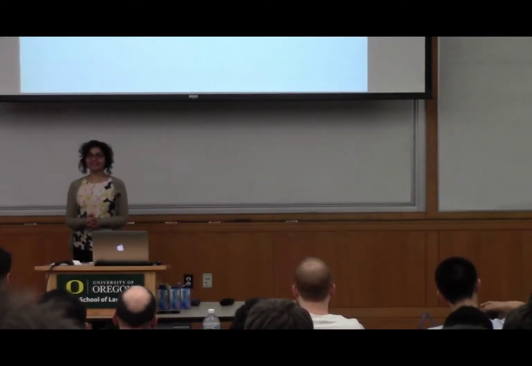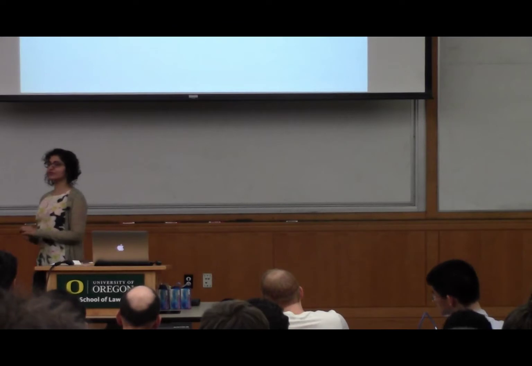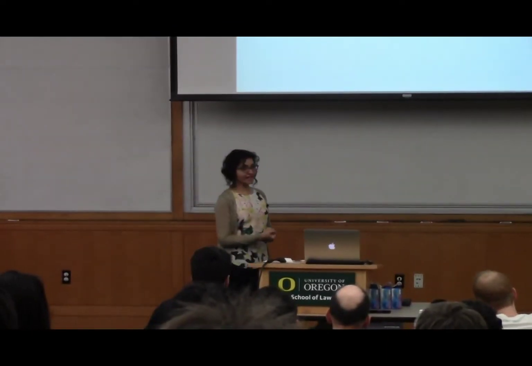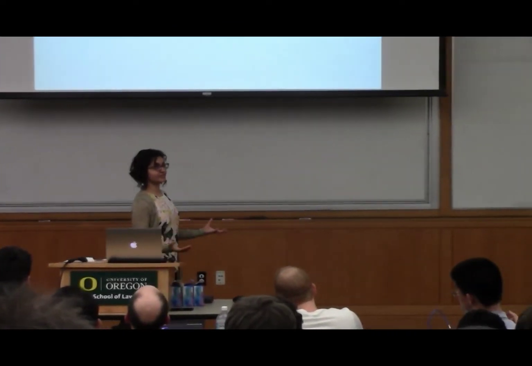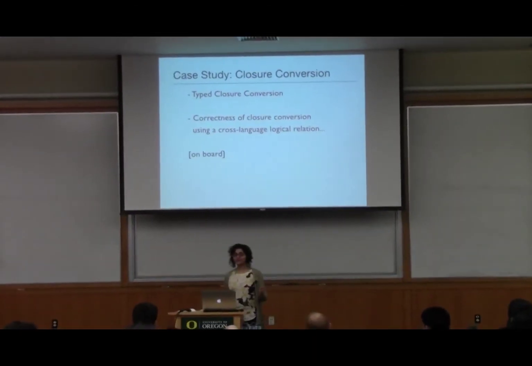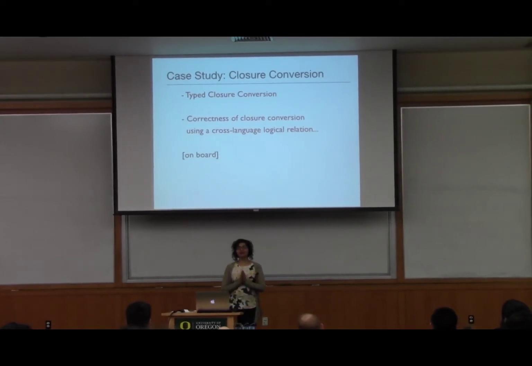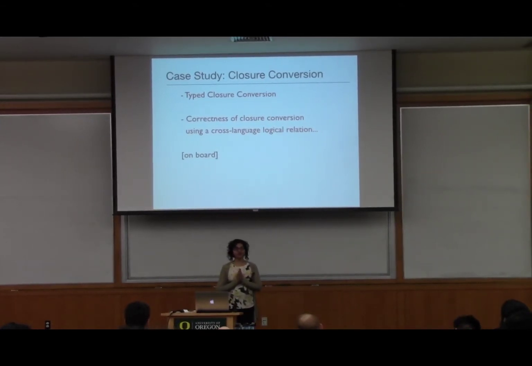So let's start with where we left off yesterday. The last lecture and a half, I showed you typed closure conversion, and then we used a logical relation yesterday to essentially show, though we didn't do the proof, the correctness of closure conversion. So now let's start by talking about this cross-language logical relation approach to proving compiler correctness.